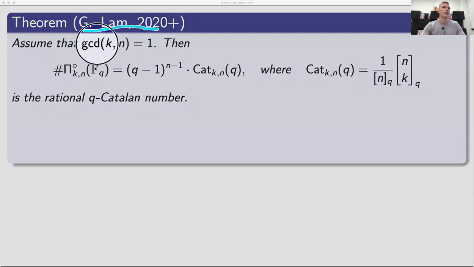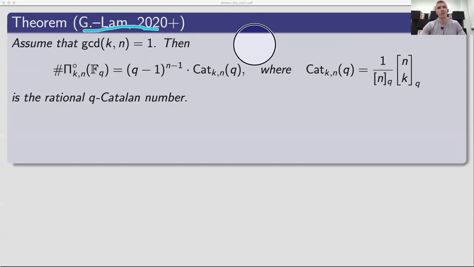So let's say I assume that the GCD of k and n is 1 for simplicity. Then the claim is that this point count of a Positroid variety is this trivial power of Q times the Q Catalan number, the rational Q Catalan number, which is given by this formula. That's the Q binomial coefficient. And yeah, so that's the rational Q Catalan number. This is divisible when GCD is equal to 1.